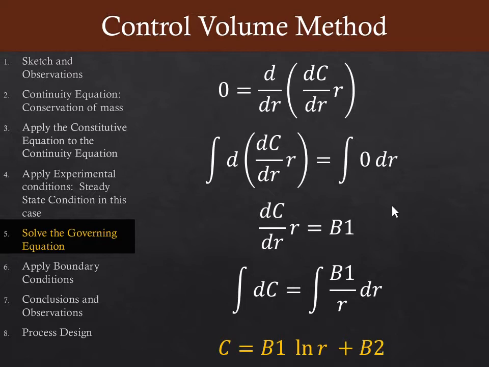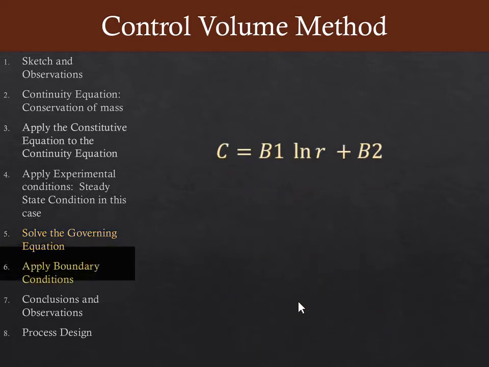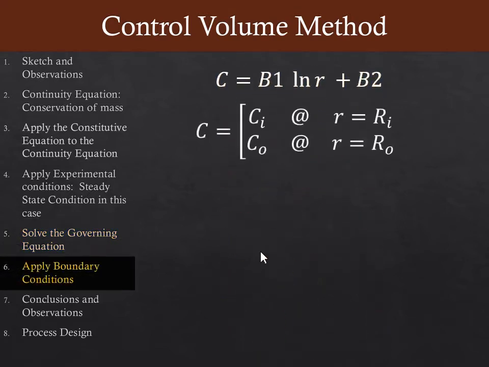And so here is our solution then for the concentration profile as a function of radius as we move from the inner radius Ri to the outer radius Ro. So first thing you can see is we're no longer linear in concentration like we were in the rectangular system, but in fact it goes by the natural log of r. So we will go ahead and apply our boundary conditions. The inner radius, we've got our fixed concentration Ci, and at the outer radius, fixed concentration Co.